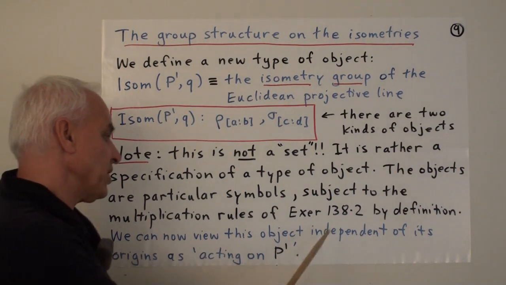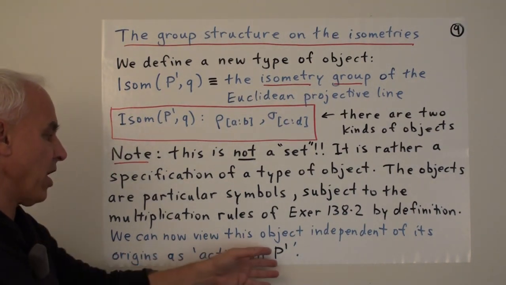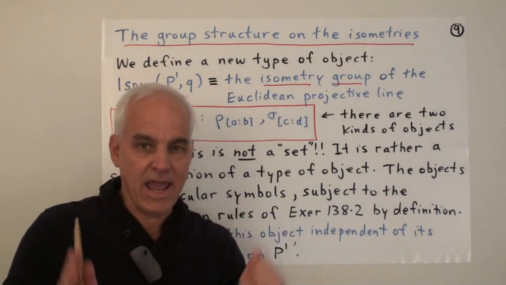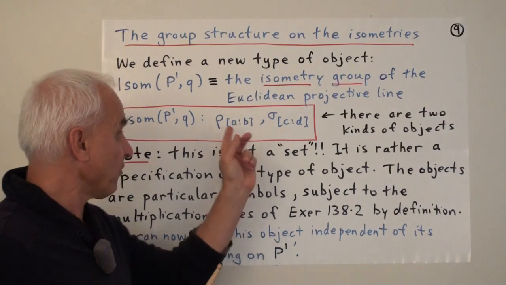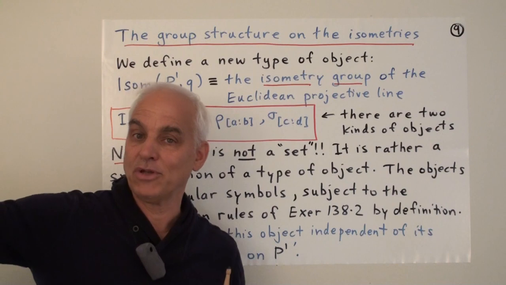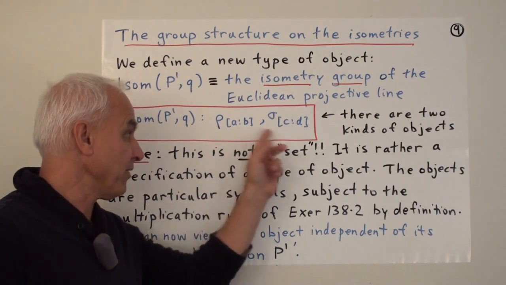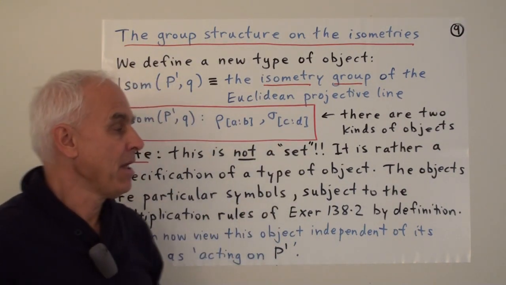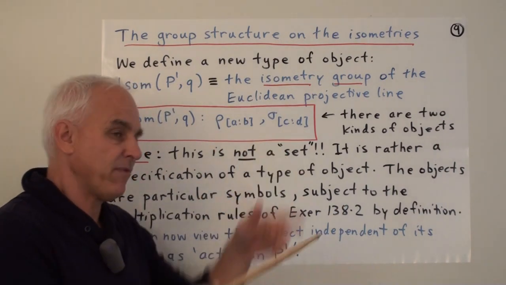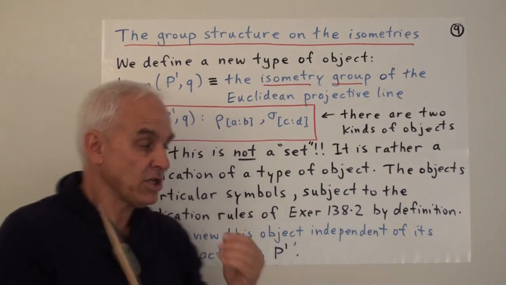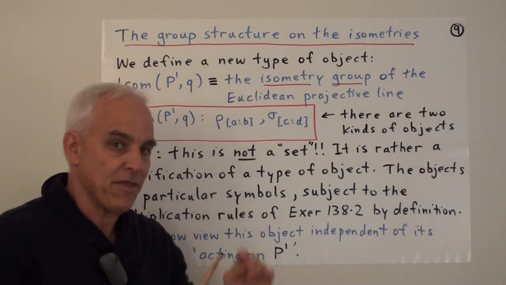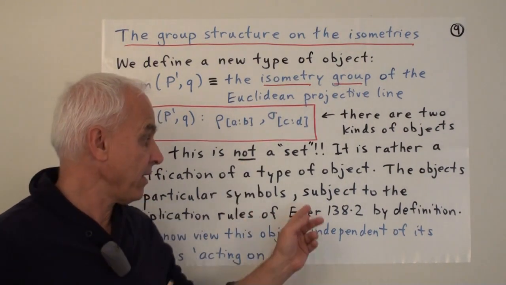So we can now view this object independent of its origins as acting on the projective line. Once we have this list of multiplication rules for these rhos and sigmas, we could remove all reference to the original projective line, except of course that the indices here are projective lines. But we don't actually have to think of this as being a rotation of the projective line anymore, or this as a reflection of the projective line anymore. We just think of them as symbols which are defined by those 4 rules given by this exercise.